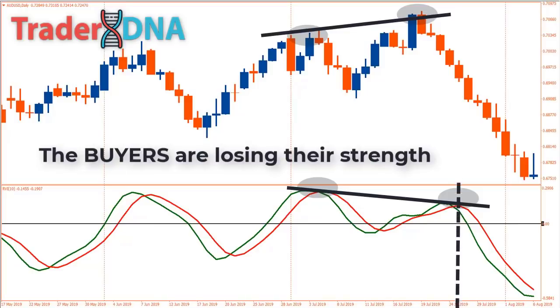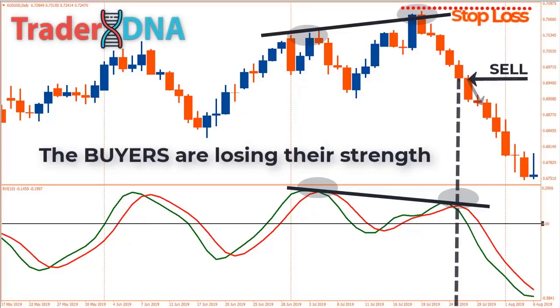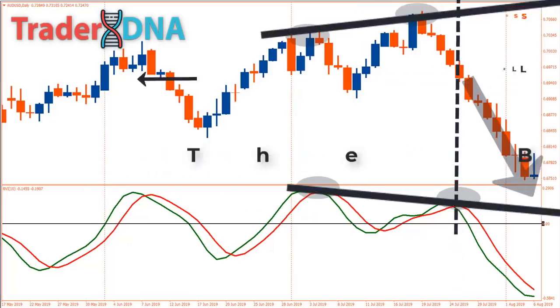After the price chart starts going down, you may open a selling position with the stop loss behind the local high. Here are other examples of the RVI divergence trading strategy.